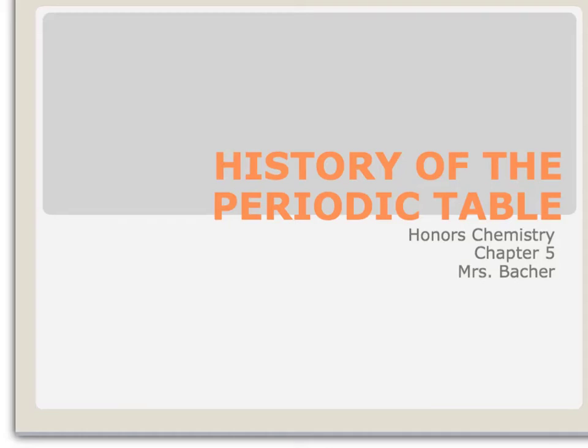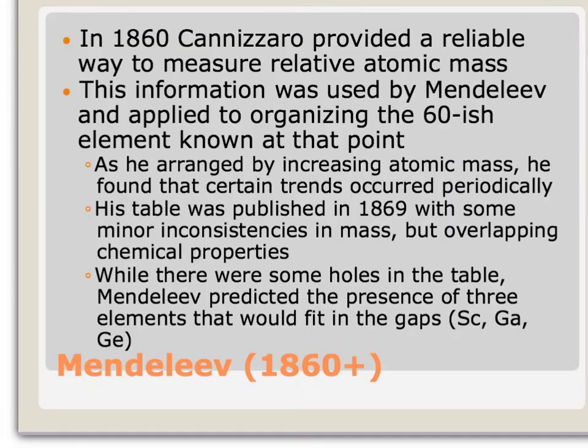This is the first lecture in our Chapter 5 Modern Chemistry book, and we're going to be talking about the history of the periodic table and some of the patterns and trends that we see within the table. So to begin, we're going to start by going back to about the 1850s and 1860.